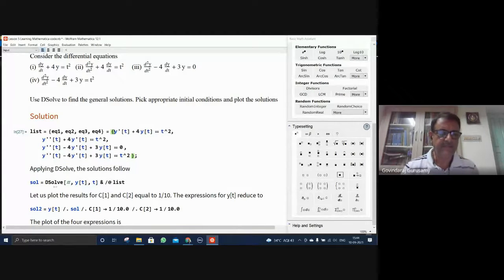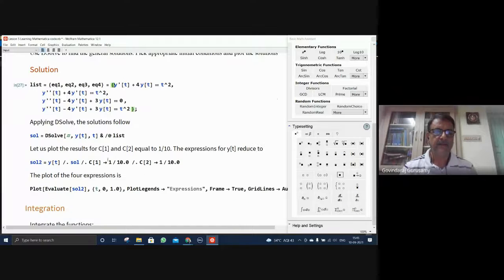I'm looking for the solution. Apply DSolve. The solutions follow. And when I am applying it, you see this hash has been used. What does the hash mean? This hash takes the list, what is there now, 1, 2, 3, 4: the first one will be taken, second one taken, third one taken, fourth one taken.